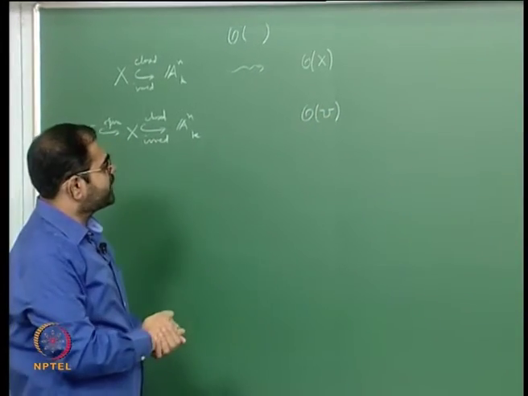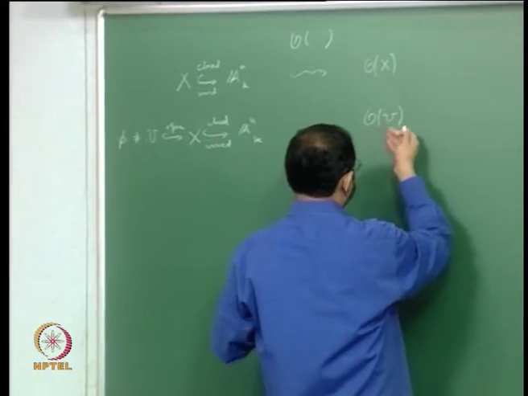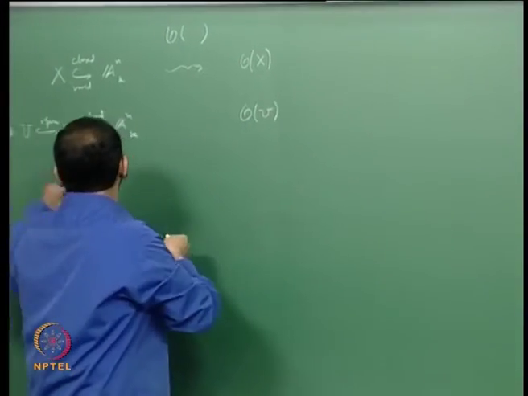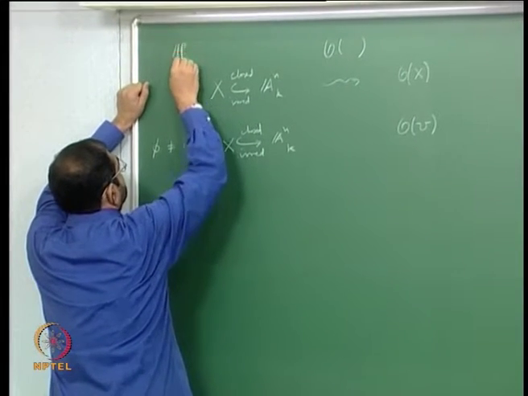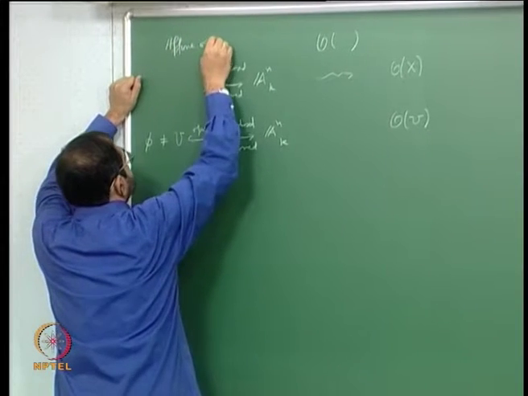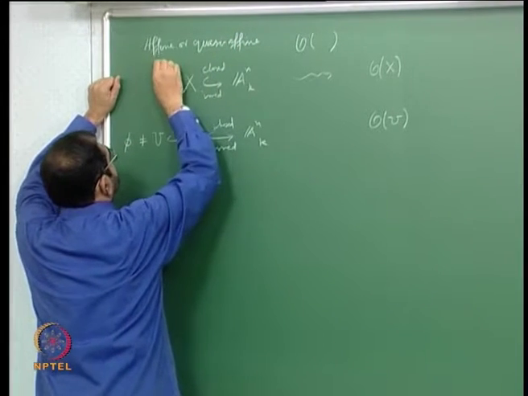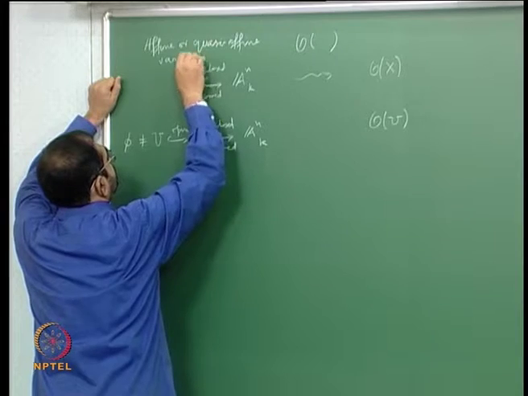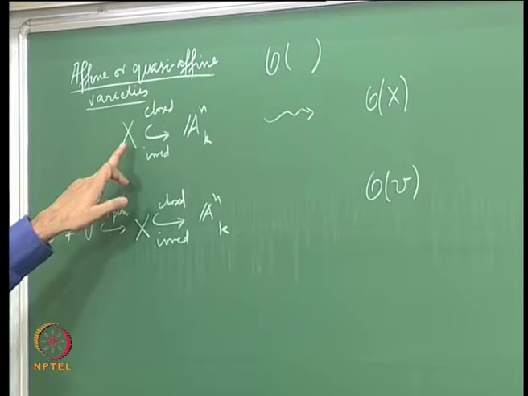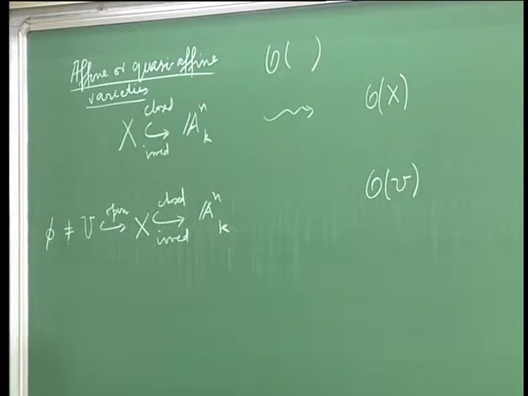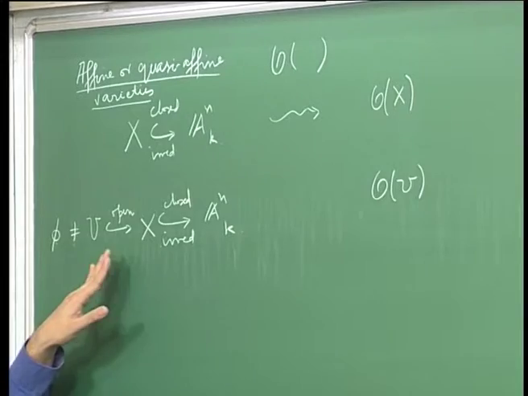And what is O of X? O of X is the ring of regular functions on X. O of U is similarly the ring of regular functions on U. So what I have on this side are affine or quasi-affine varieties. These are the objects on this side. An irreducible closed subset of affine space is called an affine variety, if you recall, and a non-empty open subset of such an affine variety is called a quasi-affine variety.